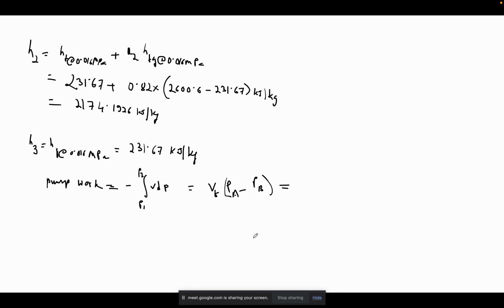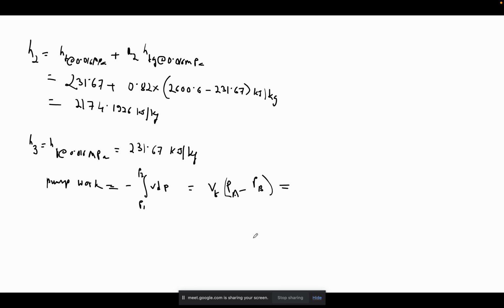Okay, now this pump work can also be calculated by what? It can also be calculated by H4 minus H3. So H4 minus H3 is nothing but VF times PA minus PB. So from here you will get H4 is equal to H3 plus VF times (PA minus PB).